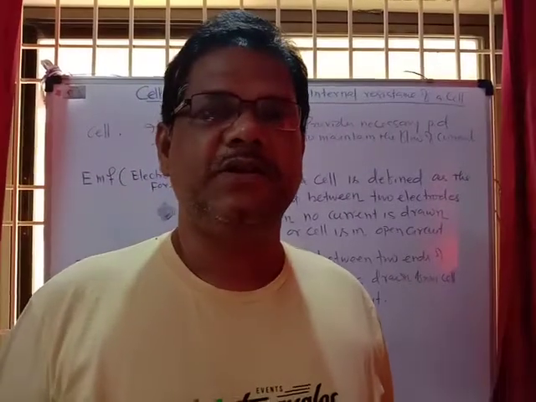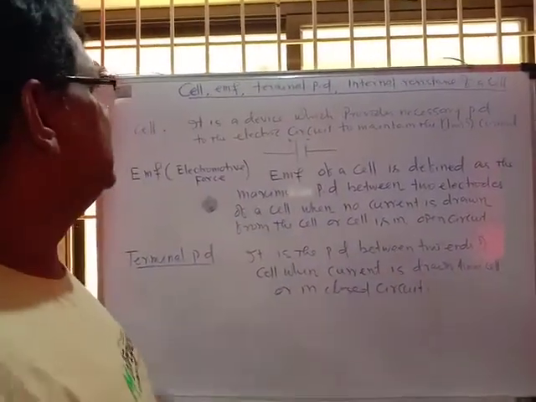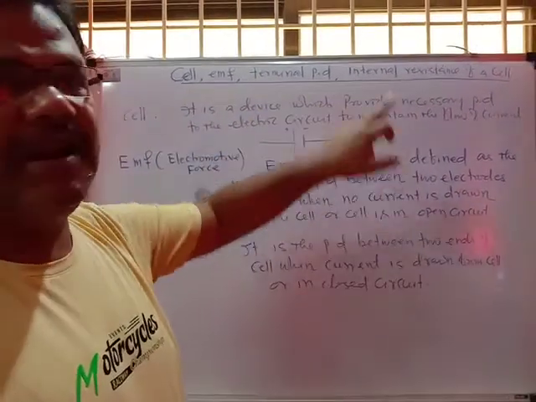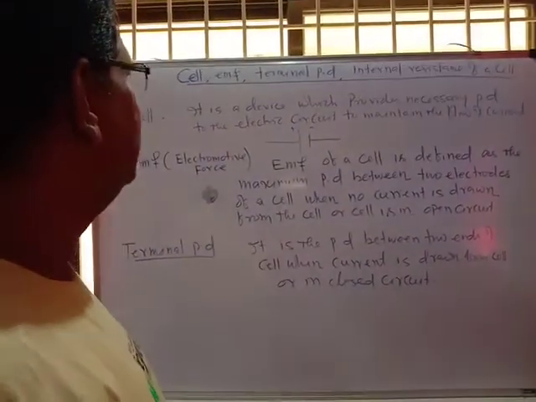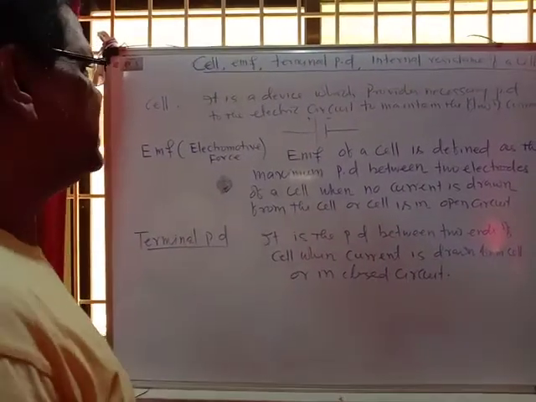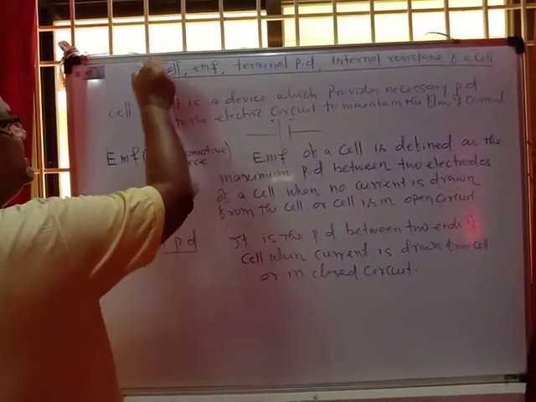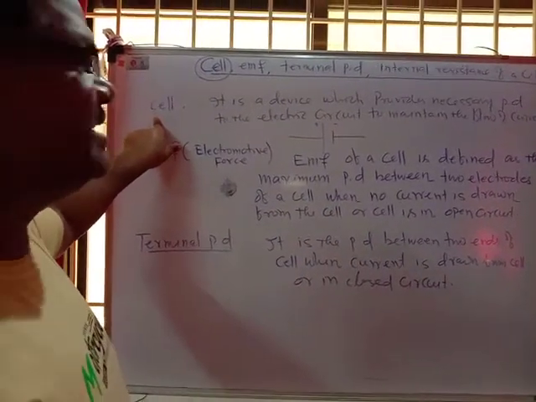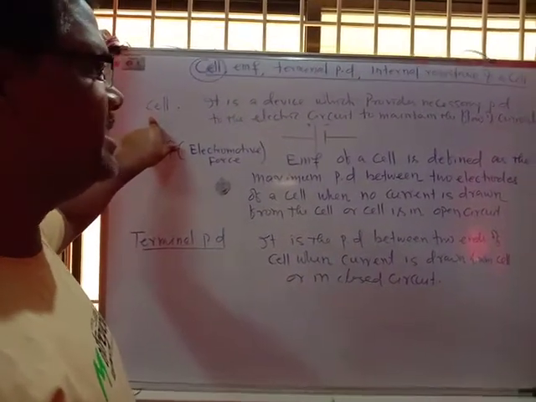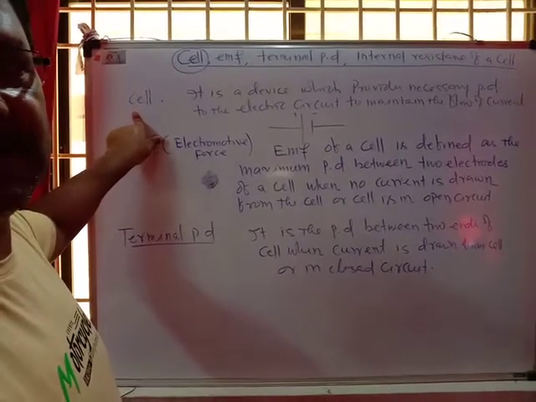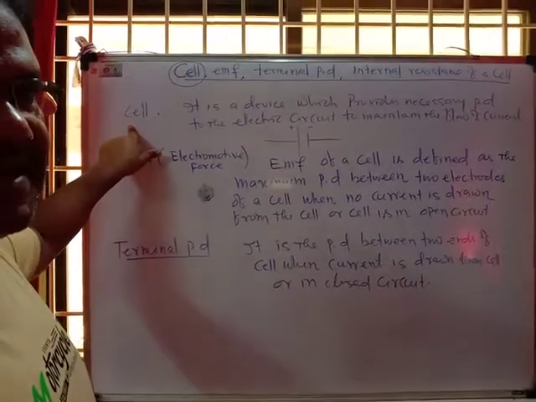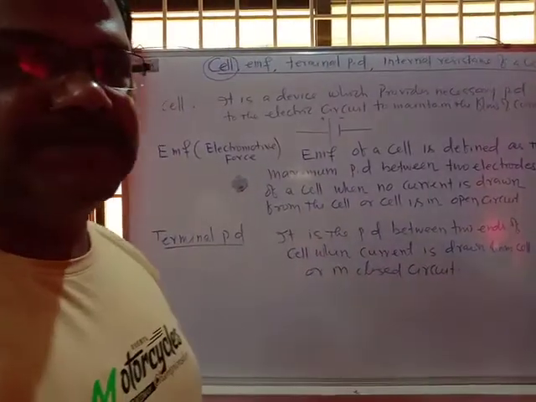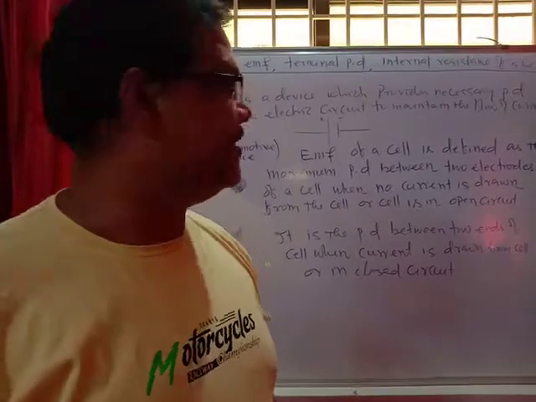Students, today you have to discuss cell, EMF, terminal PD and internal resistance of the cell. First of all, cell. What is a cell? Actually, a cell is a device which provides the necessary PD to the electric circuit to maintain the flow of current. It provides the necessary PD and due to that the current flows through the circuit.